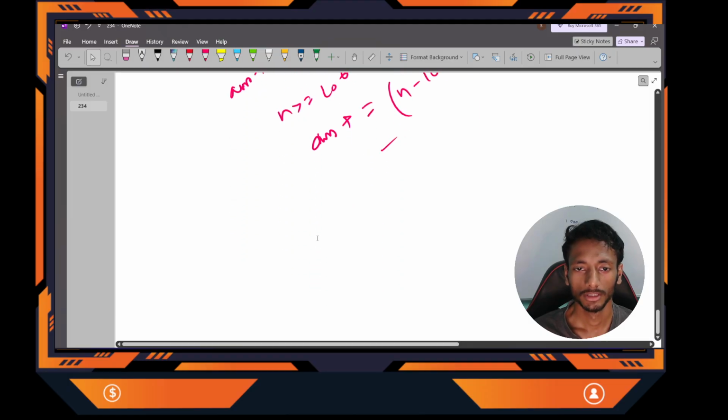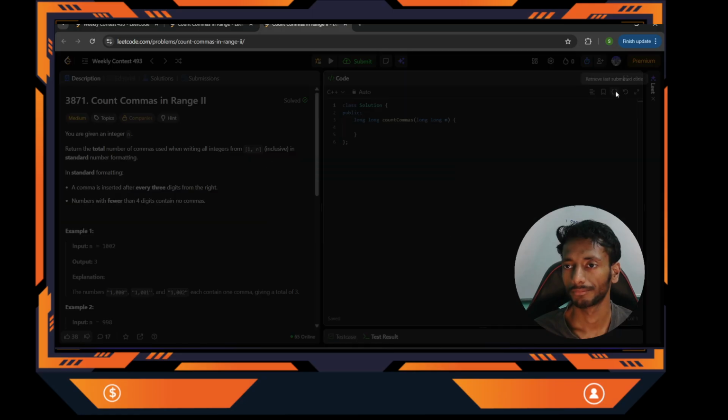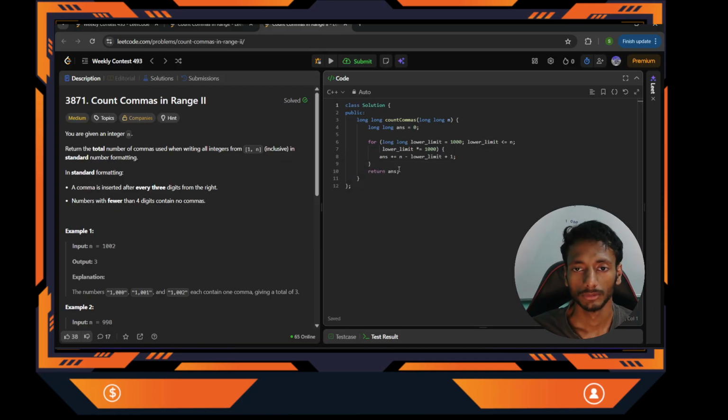So this is clear. So now go to the code. Our initial answer is 0. I know that I can place at least 1 comma from 1000. 1000 is the minimum number where I can start placing 1 comma. So that's why I will start from the lower limit of 1000, and I will go up to until our lower limit is less than or equal to n, whatever number I have.